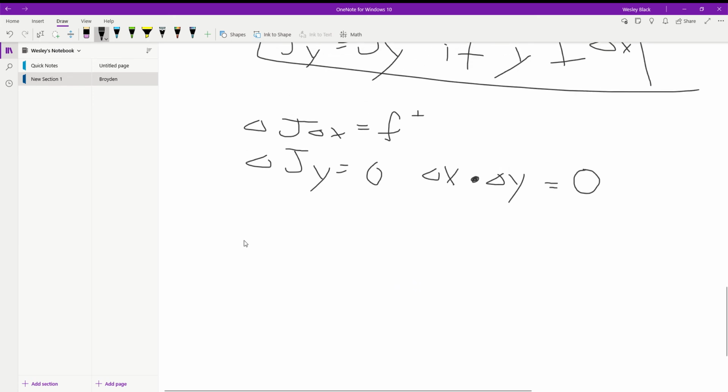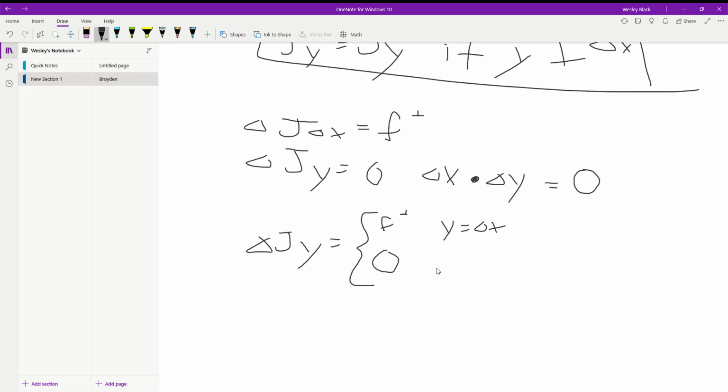And with that, we know two very important states this thing should be in. Delta J y is equal to 0, and delta J delta x is equal to f plus, with y dot delta x equal to 0.